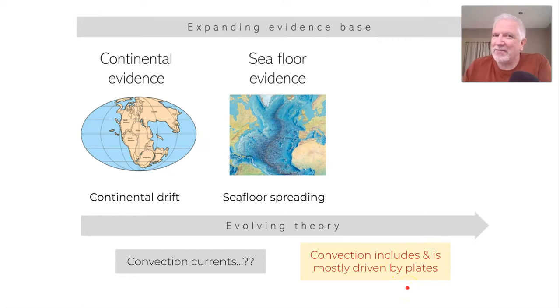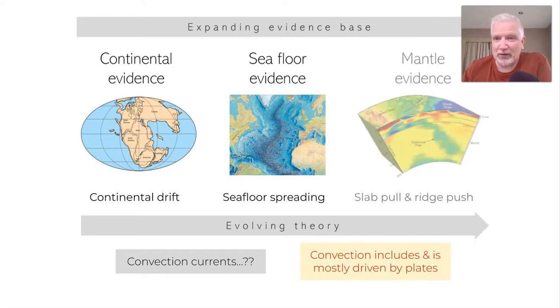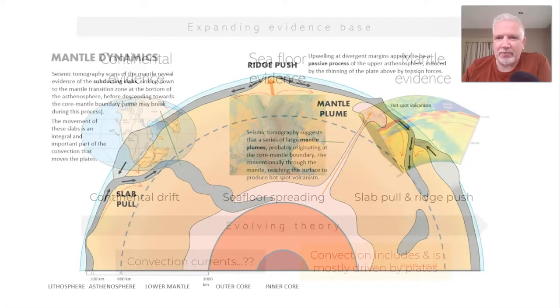But we did leave this story in the early 1970s, and there have been 50 years since then, and the theory has evolved. So what we're going to do is explore some of the evidence that's come to light since the coalescence and emergence of the theory of plate tectonics. And we're going to explore how that has helped us to better understand the mechanisms operating in the mantle, most notably ridge push and slab pull.